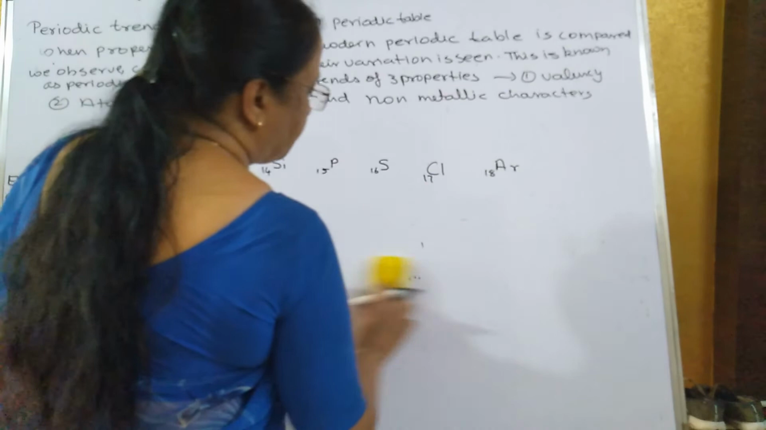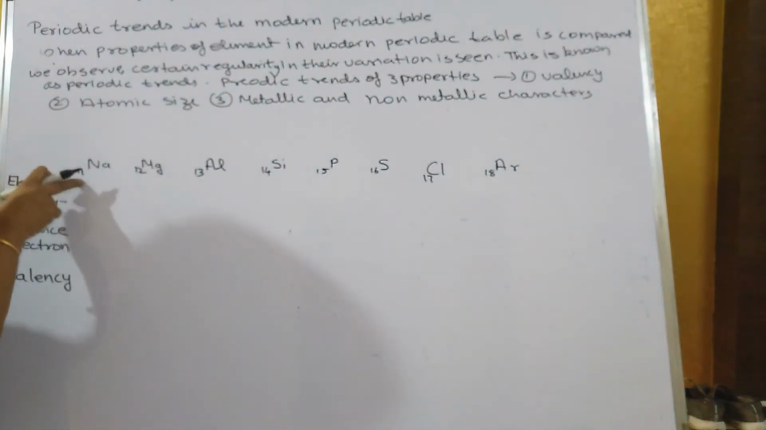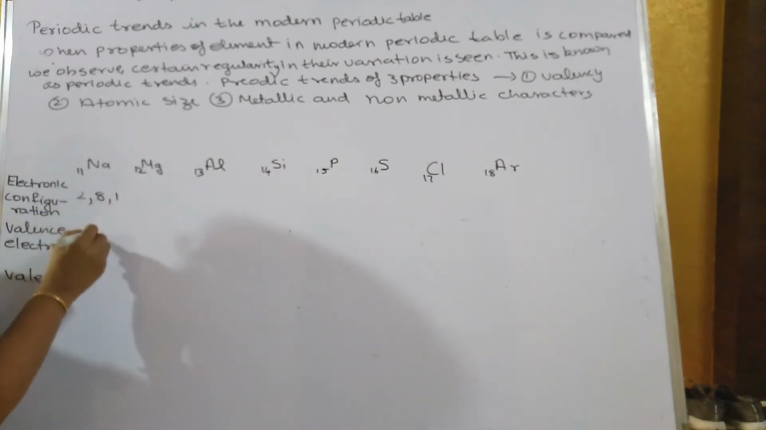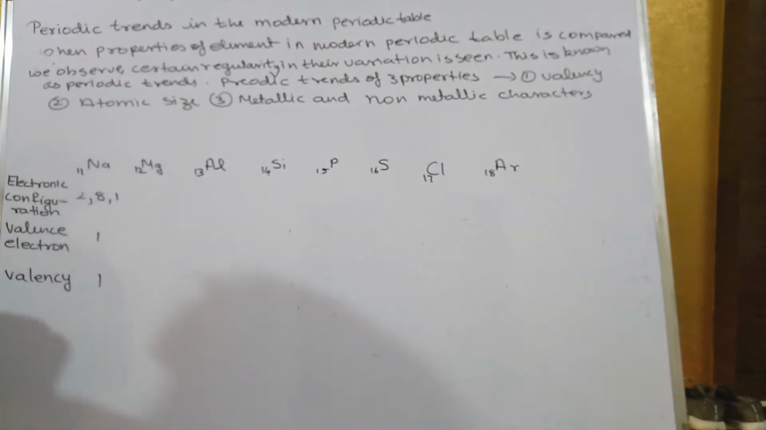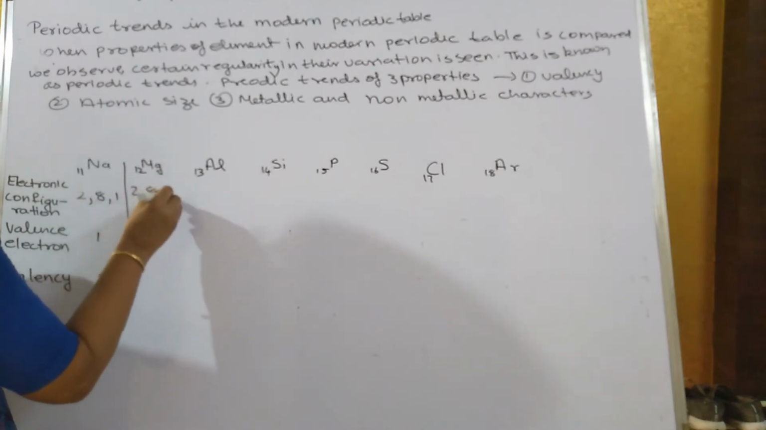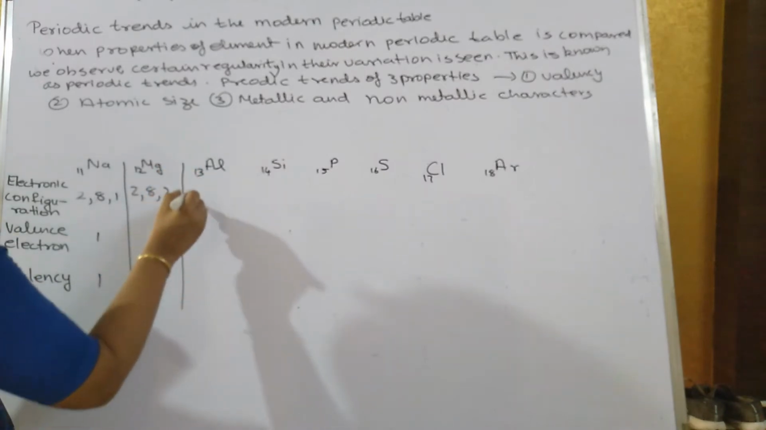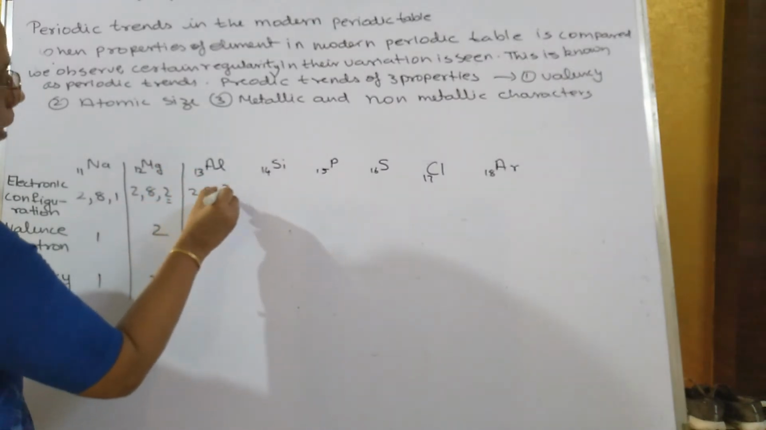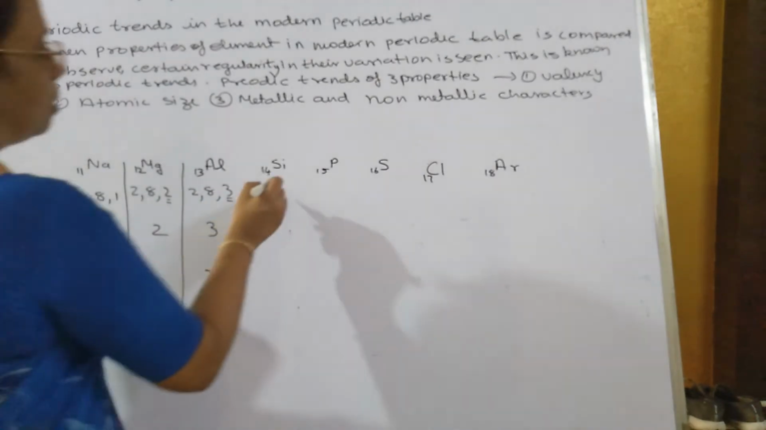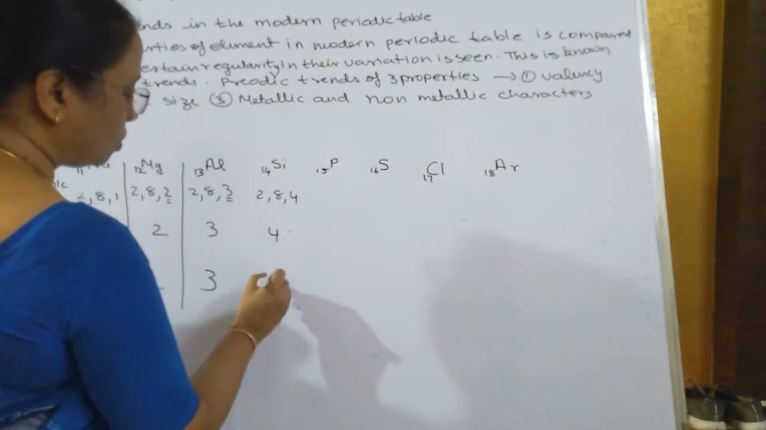For example, I'll show over here. Sodium: atomic number is 11, so electronic configuration is 2, 8, 1. So valence electron is how much? 1. So valency is also 1. Next one, 2, 8, 2. So what is the valence electron? 2. So valency is what? 2. Aluminum electronic configuration is 2, 8, 3. So valence electron is what? 3. So valency is 3. Here it is 2, 8, 4. Valence electron is 4. So the valency is 4.